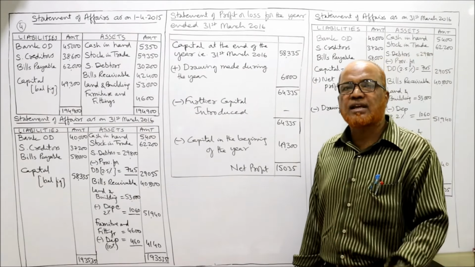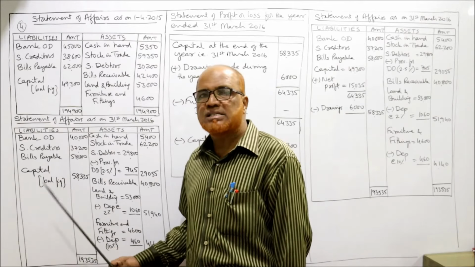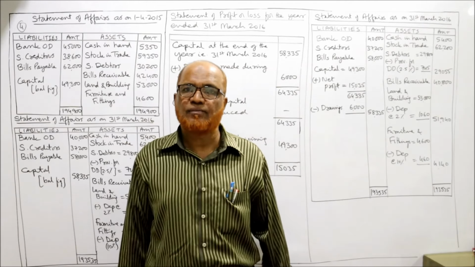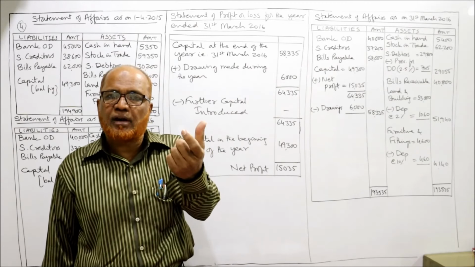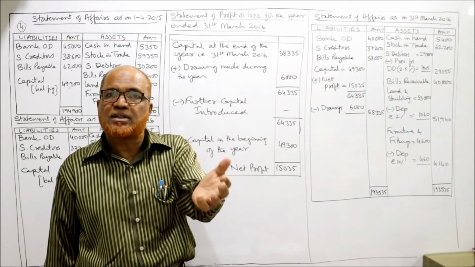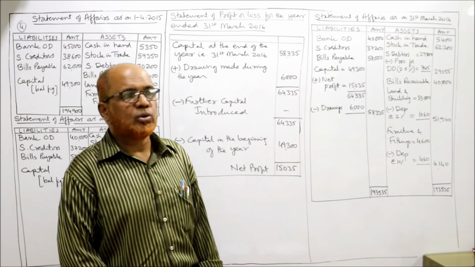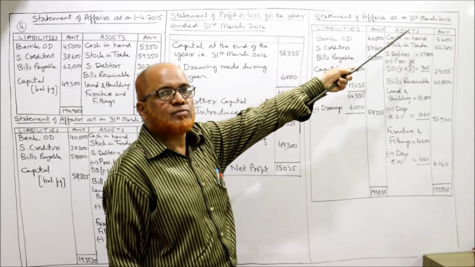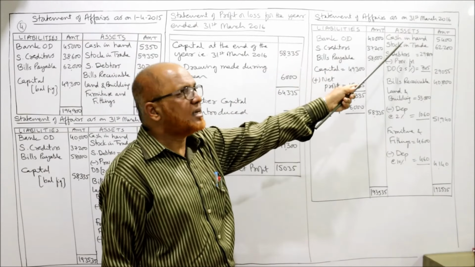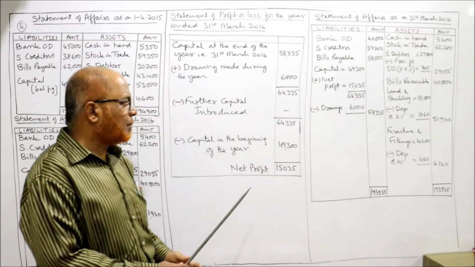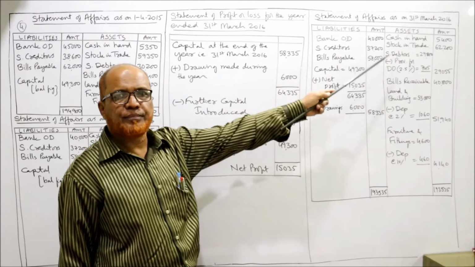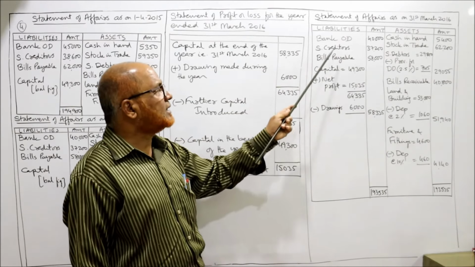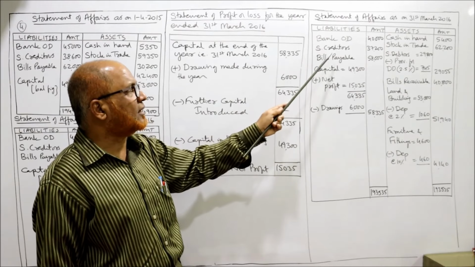Already we have prepared the statement of affairs, but we have not shown the breakup of capital. We have shown the total capital balancing figure. Now we are not going to take balancing figure. We are showing the capital, how much capital at the beginning of the year. To the capital we add the net profit and deduct the drawings. So first of all, statement of affairs as on 31st March 2016, liabilities, assets. Assets exactly same I have copied down what we have taken here. The same assets I have copied down here. From those assets, subtract the liabilities, bank overdraft, sundry creditors, bills payable.